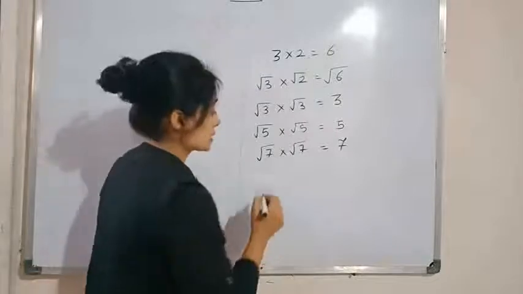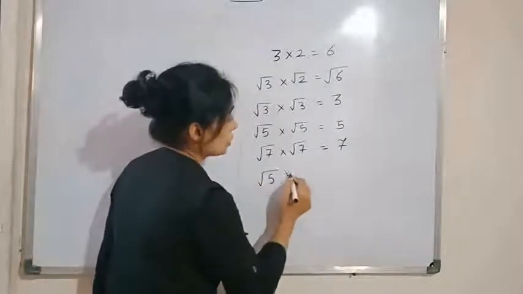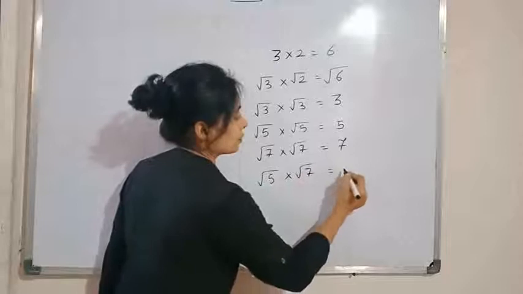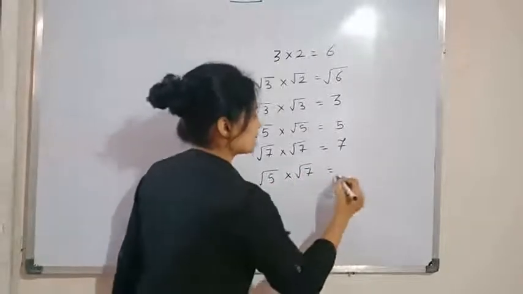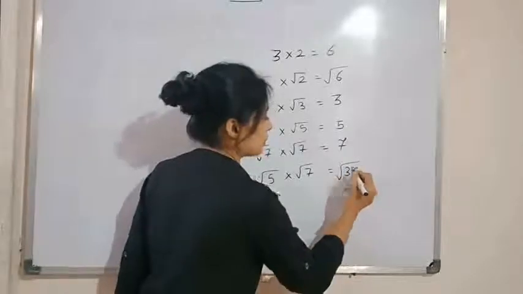But if it is root 5 into root 7, then the numbers are different, so we have to multiply. 5 7s are 35, but on that there will be a root.